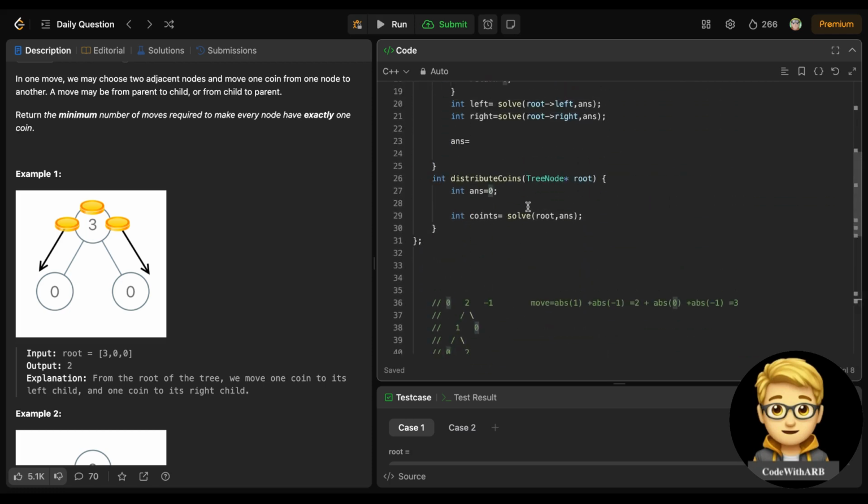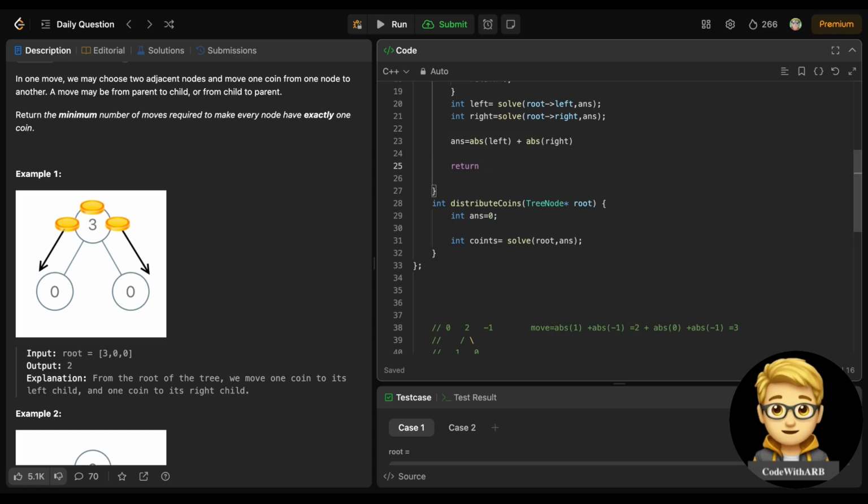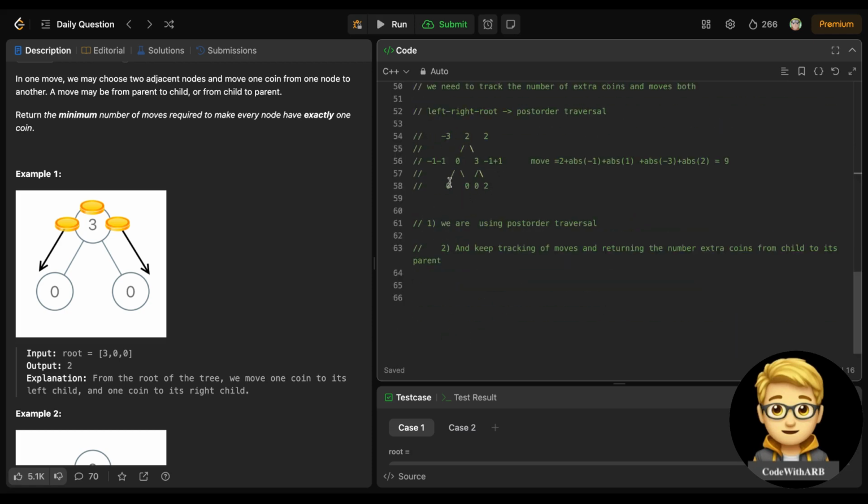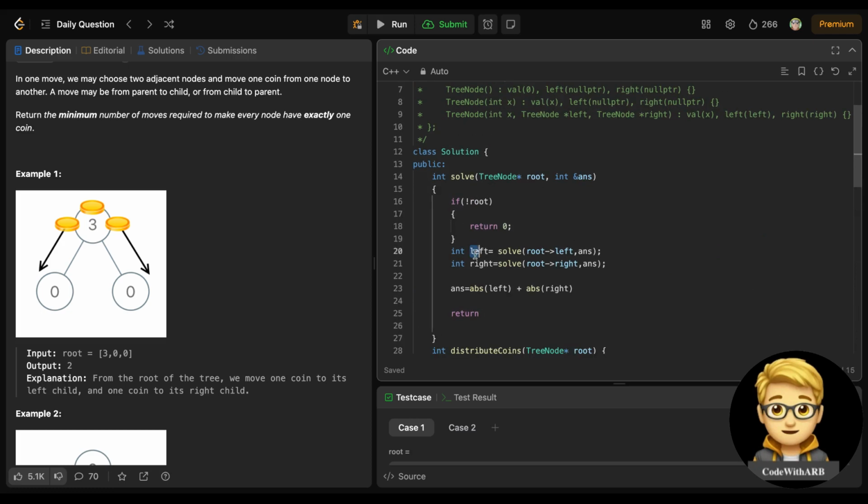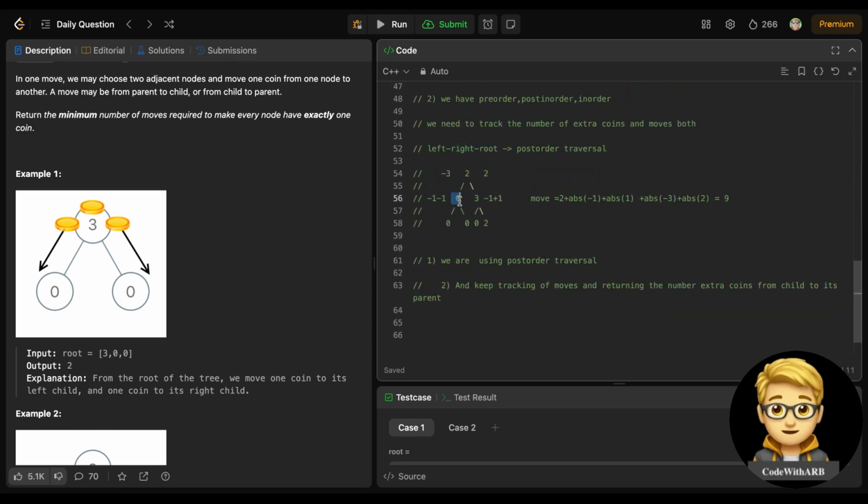So the first thing is that I need to take the absolute value of the left part and the absolute value of its right part. And what do I need to return? I need to return the total number of coins the current node has minus 1, because every node wants 1 coin. So if you see here, this is the leaf node, but its left part requires minus 1 coin, and its right part requires minus 1 coin. So for this current node, the left part has minus 1 and the right part has minus 1.